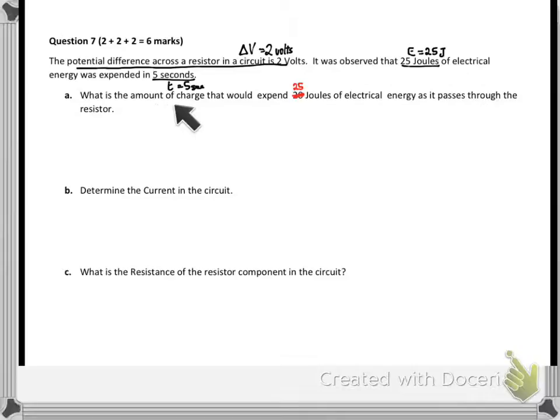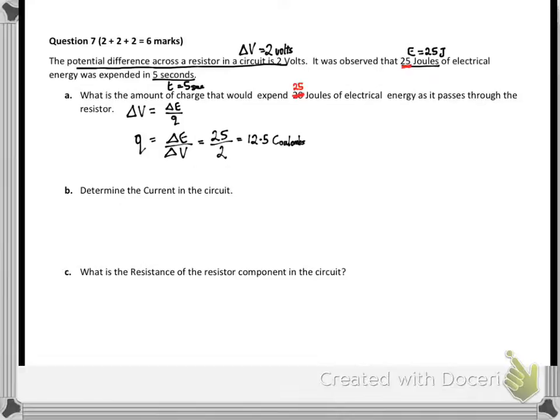So how do we work out the amount of charge, Q, from that information? Well, we need to draw on the idea that the potential difference is the same as the energy lost, or the energy consumed by the device, divided by the charge. So charge is then, rearranging the formula, energy divided by the potential difference. Now the energy is our 25 joules divided by a potential difference of 2 volts. So 25 divided by 2.